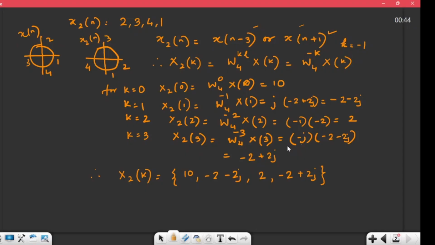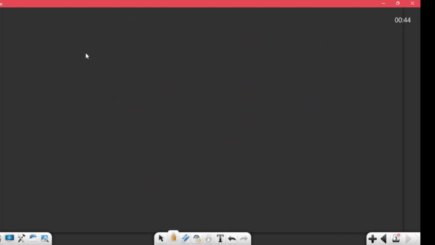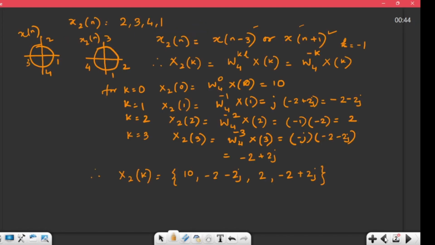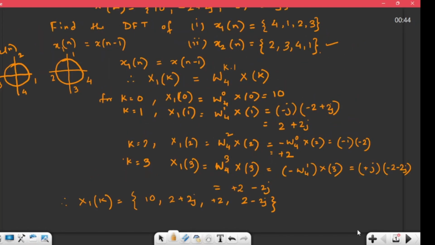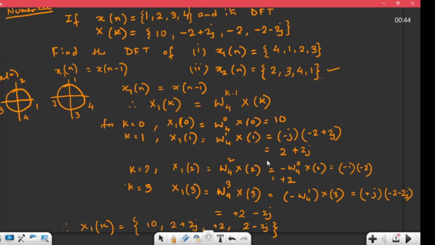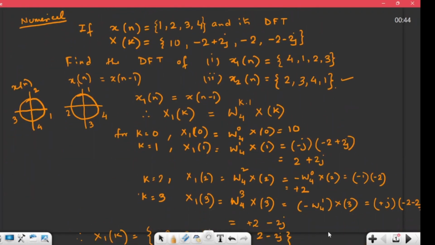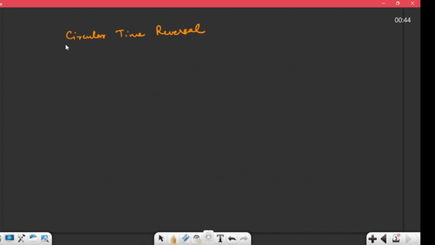Now, circular time reversal. Next property is circular time reversal. Circular time reversal is property number 4. So this is your property number 4.